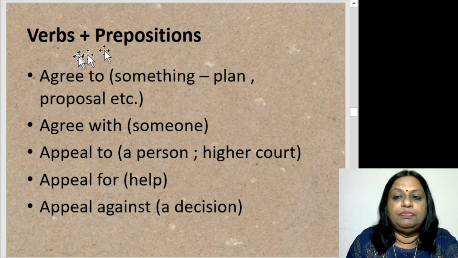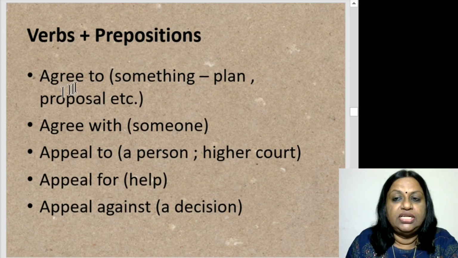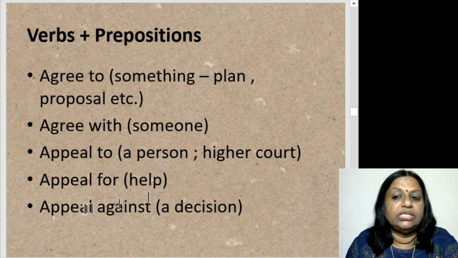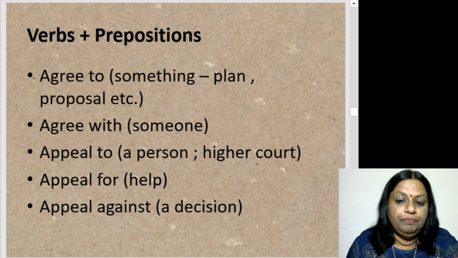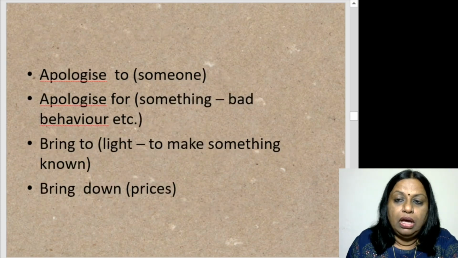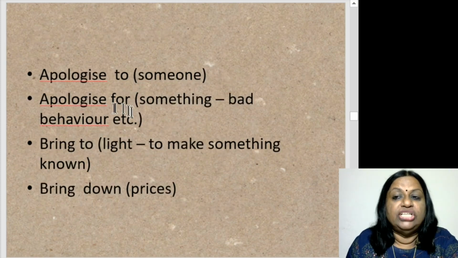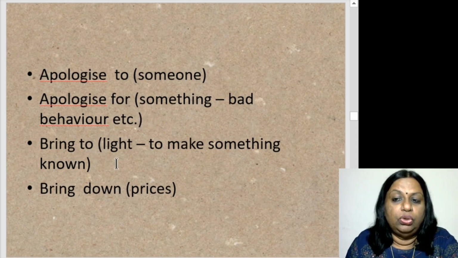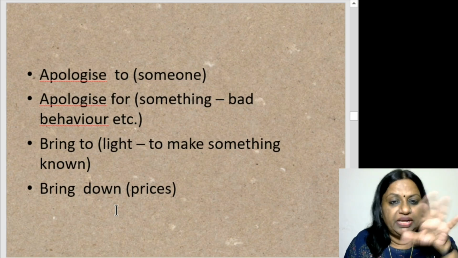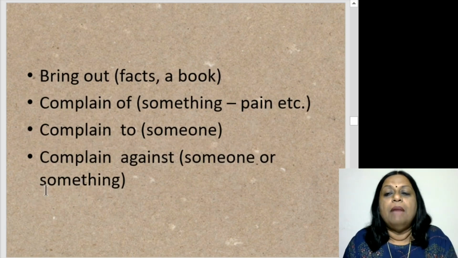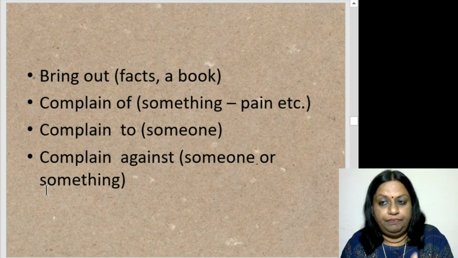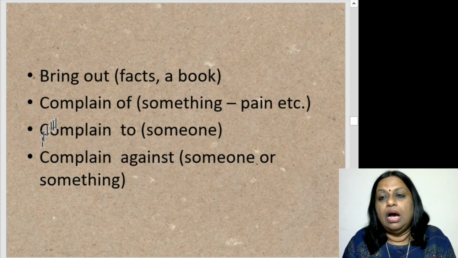This is what happens with verbs plus preposition: agree to, meaning a plan or proposal, agree with someone, appeal to a person or higher court, appeal for help, appeal against a decision. So these are phrasal prepositions. Okay, apologize to, apologize for, bring to, that is make something known, bring down the prices. Okay, that way. Bring out facts, a book, that way.